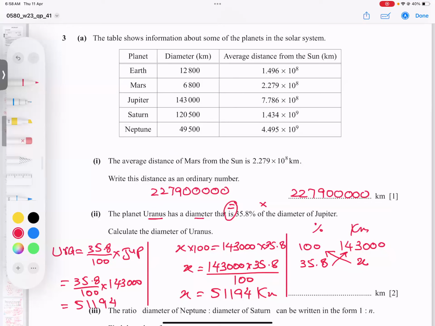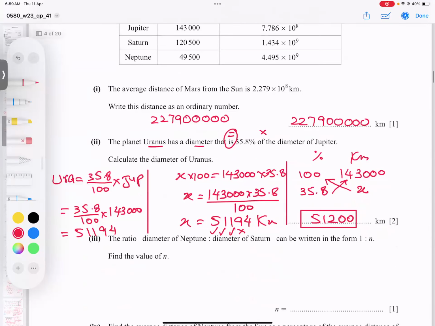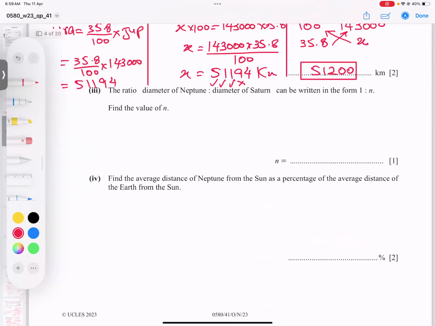We can also write it in 3 significant figures. If you leave it here, it is full marks, or 3SF. This digit is bigger than 4, so add one: 512 and 00. This is another rounded form. So let's go for the next part.